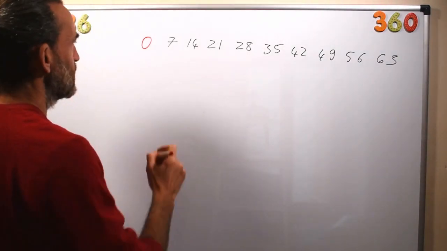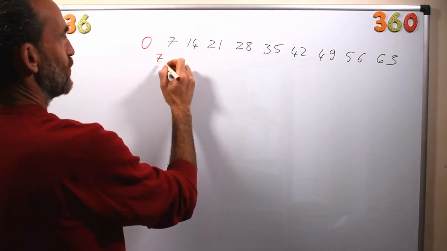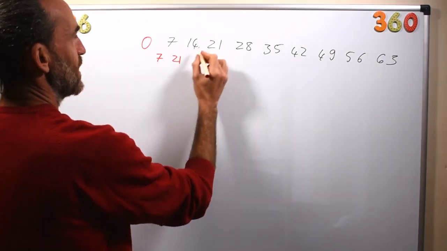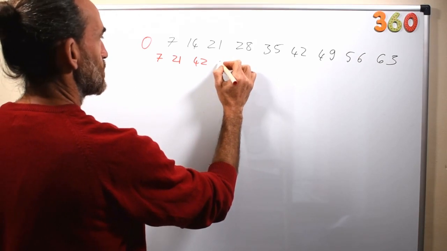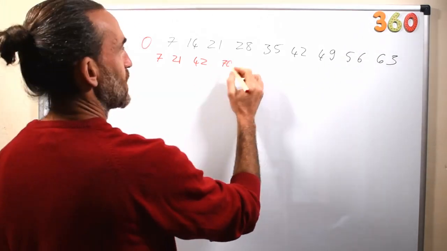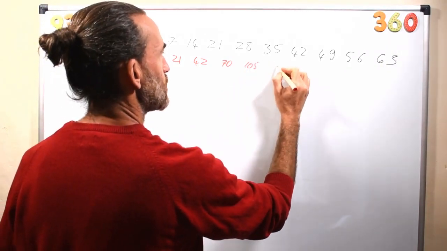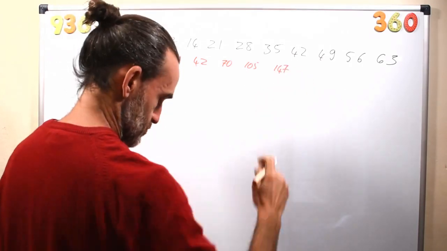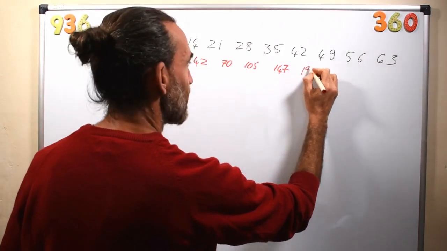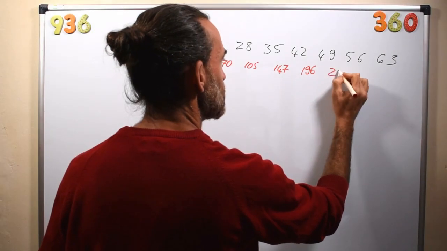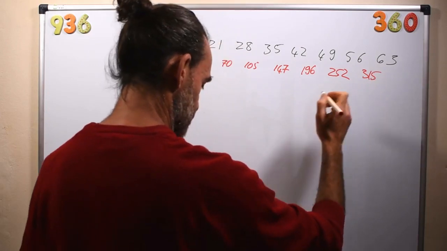So once again, 0 to 7 gives us 7 points. If we add on the 14, 21 points. Add on the 21, 42. The 28, 70. The 35, 105. The 42, 147. The 49 goes 196. Now I'm using my paper. 252 and 315.